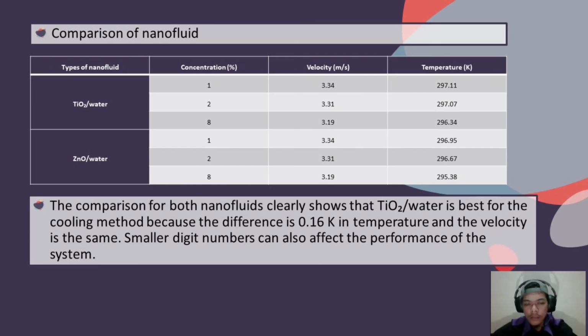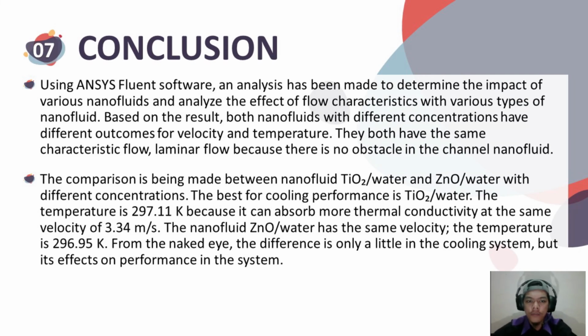Next, we go to comparison of nanofluid. This is the result for the outlet. The comparison for both nanofluids clearly shows that titanium oxide is the best for the cooling method because the difference is 0.16 Kelvin in temperature and the velocity is the same. The small digit number can affect the performance of the system. This is the best in my simulation. Lastly is the conclusion.